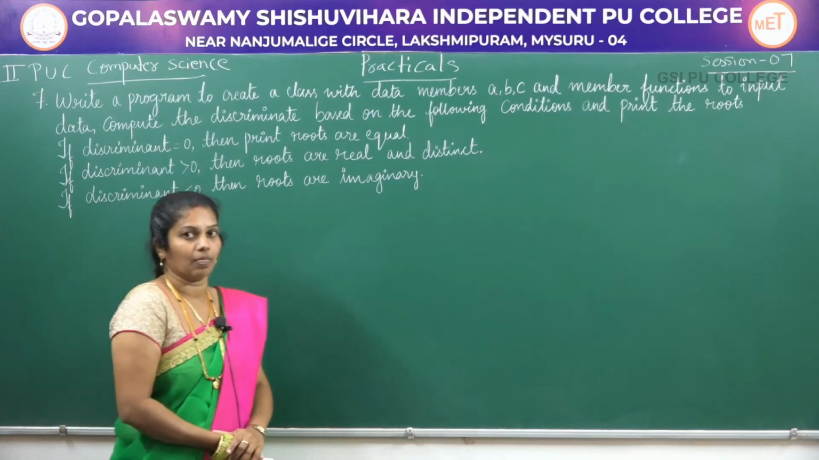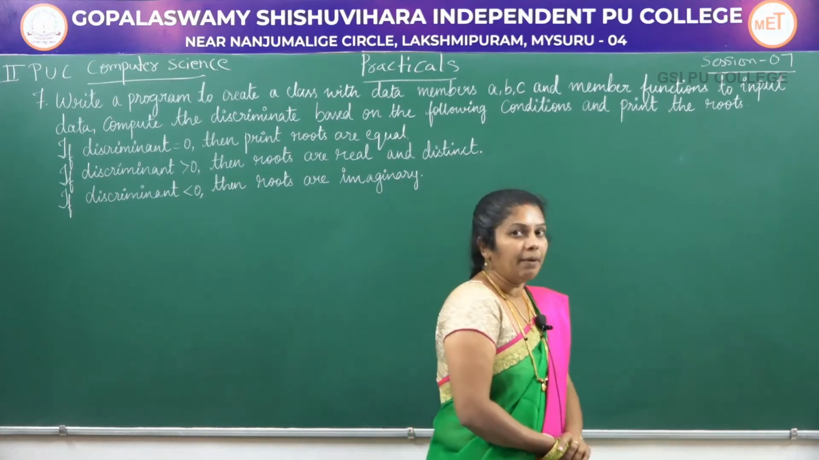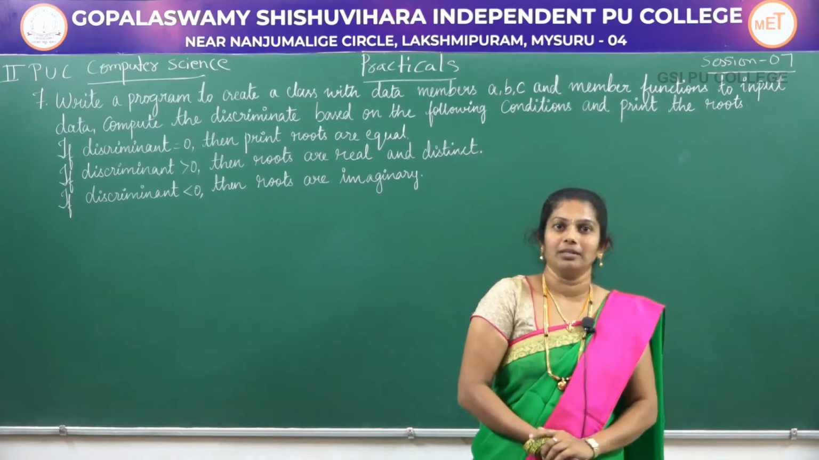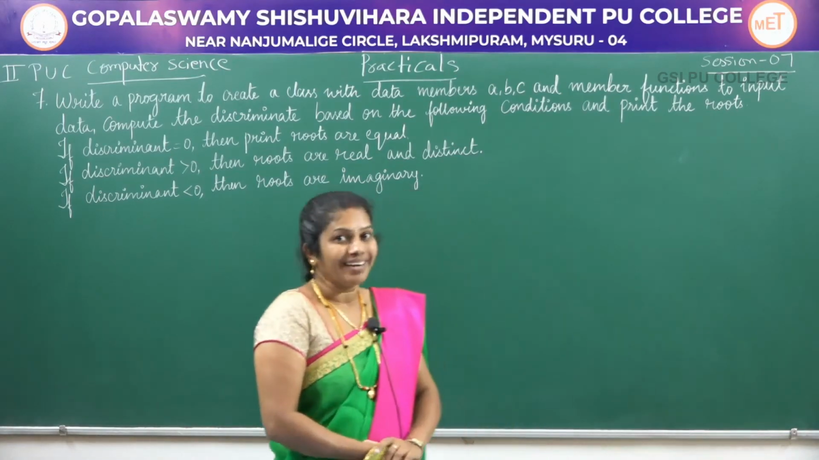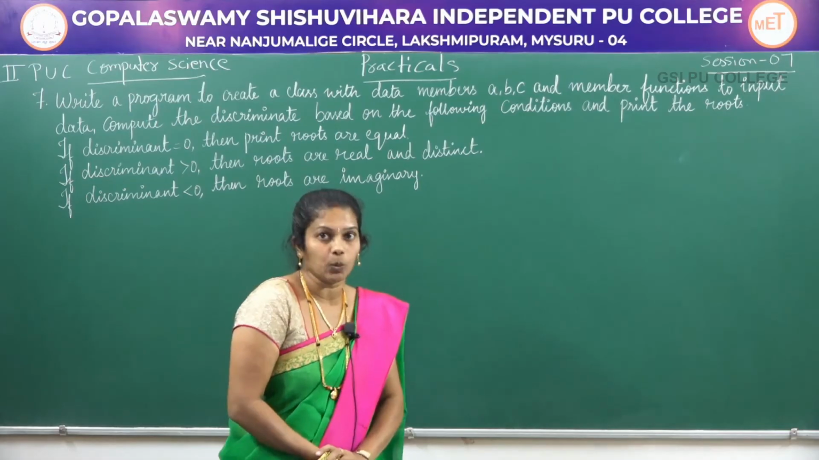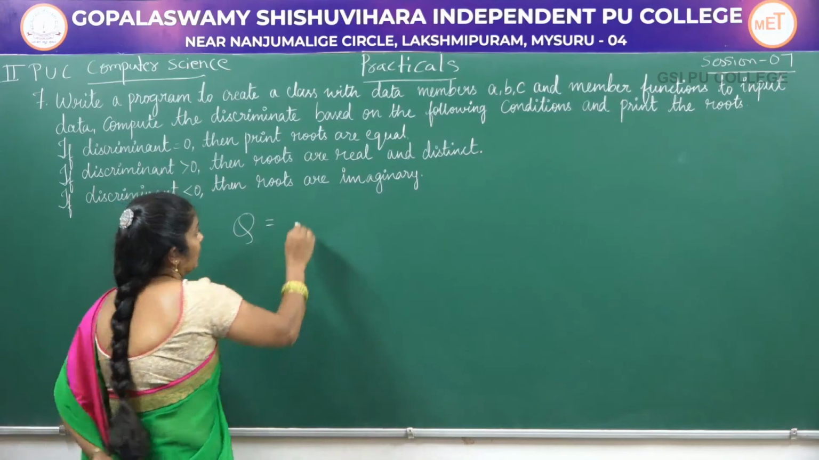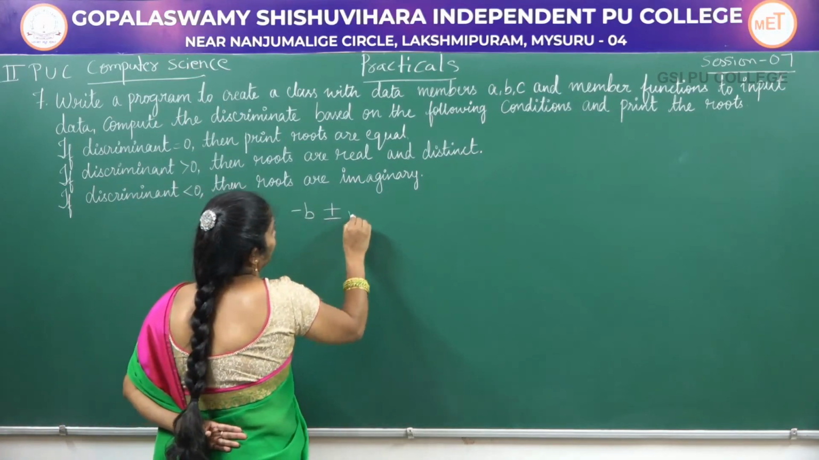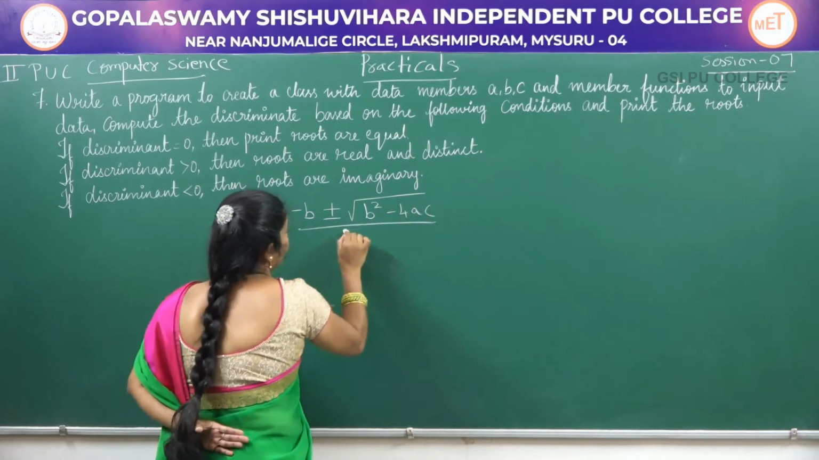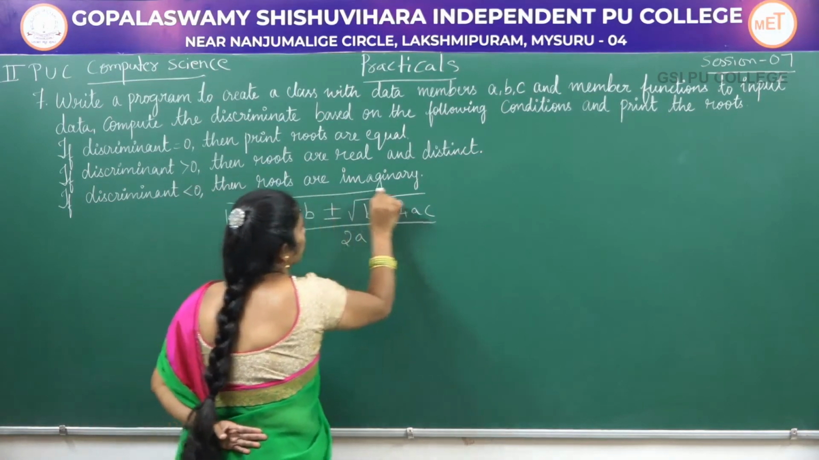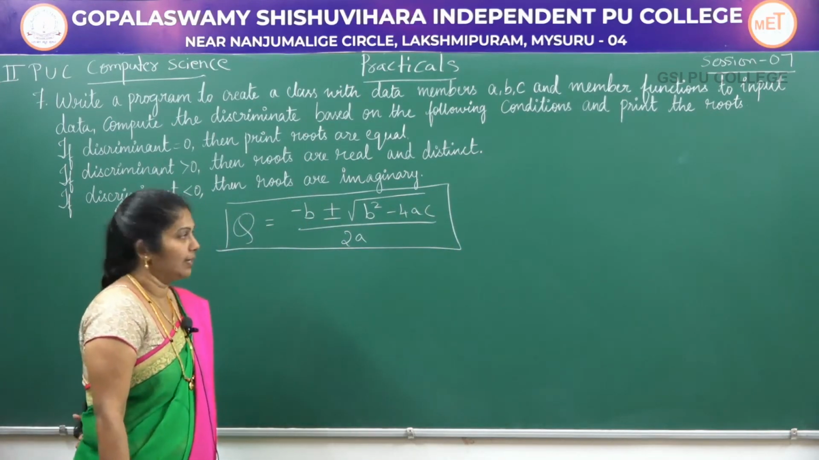This is your question. Then, what is the aim of this program? Depending upon the discriminant, you have to find the roots. How to find the discriminant? By using the quadratic equation. The quadratic equation says x equals minus b plus or minus square root of b square minus 4ac, whole thing divided by 2a. This you already studied at high school level.